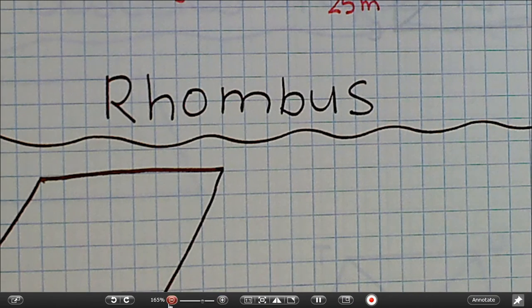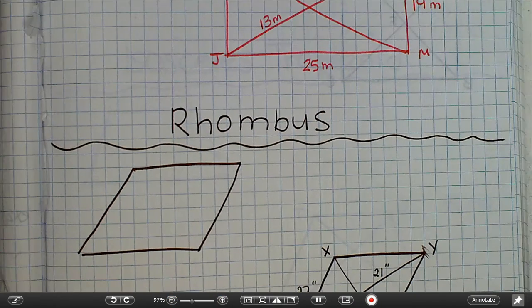All right, we're going to do rhombuses. Are you so excited? Okay, sorry. I was just trying to get that ready, so I was killing some time.